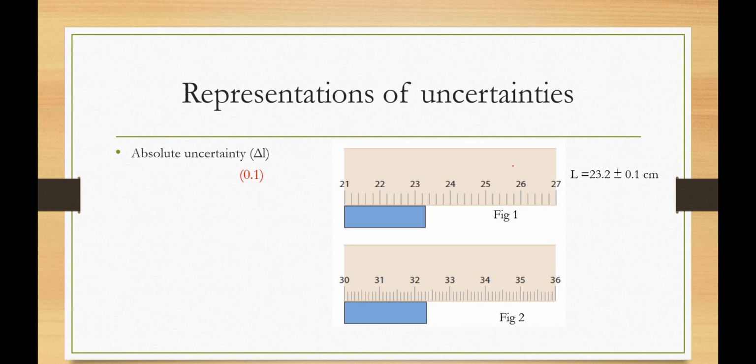How do I represent it? L equal to 23.2 plus or minus 0.1. L plus or minus delta L. This is how we represent it. Now, this is the measured quantity, and this is the absolute uncertainty.